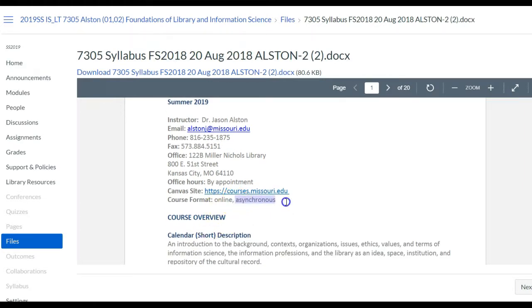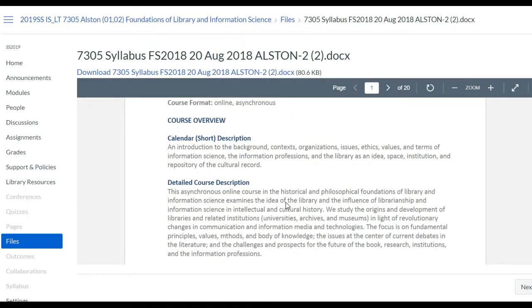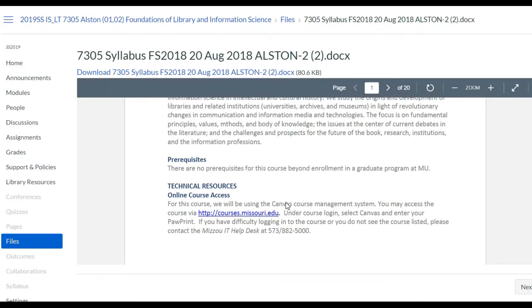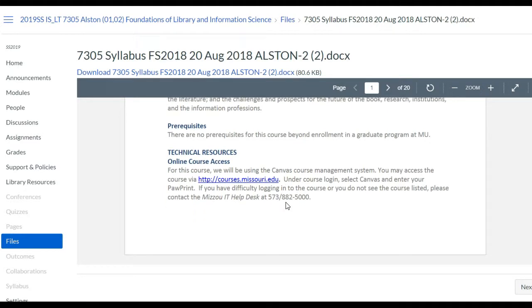Also, asynchronous course delivery, okay? We are not having any face-to-face sessions here or any live sessions, okay? Course overview, this is an introduction to the background, context, organizations, issues, ethics, so forth and so on of our library and information science field. There's a more detailed course description there. Please look that over. There are no prerequisites. Most people take this class during their first semester with the program.